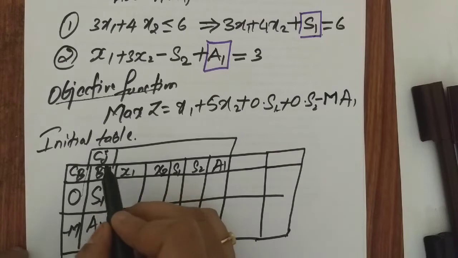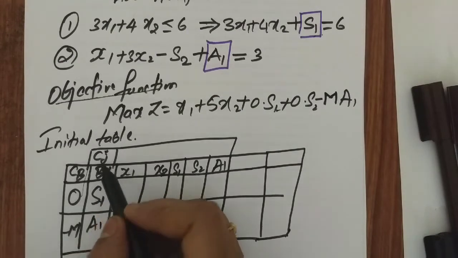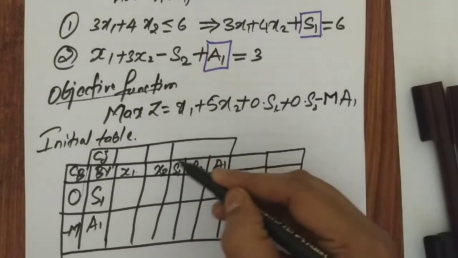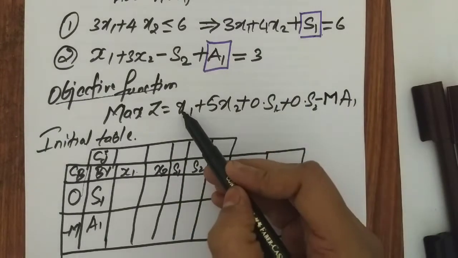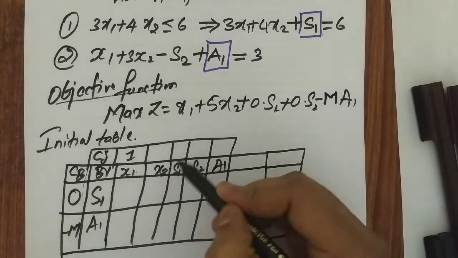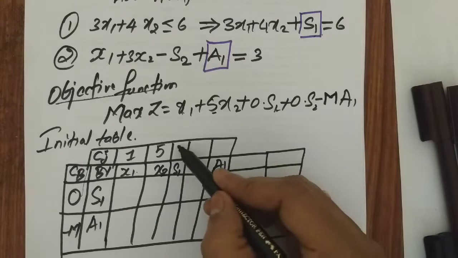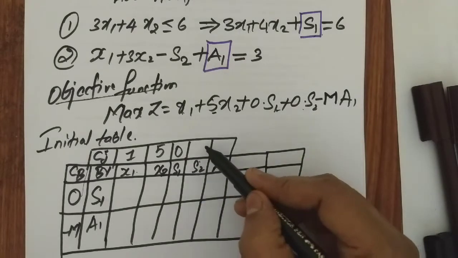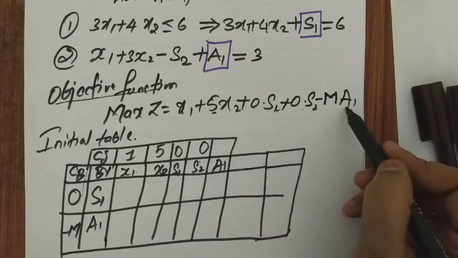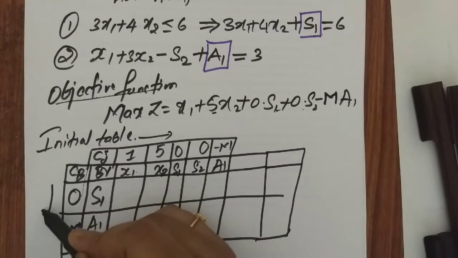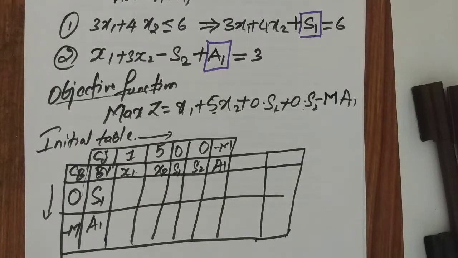Cj is nothing but the coefficients of the objective function. Now take the coefficient of x1 in the objective function. So consider the objective function: x1 has 1, x2 is 5, s1 is 0, the s2 coefficient is 0, and a1 is minus m. So these entries will be the objective function's coefficient values.